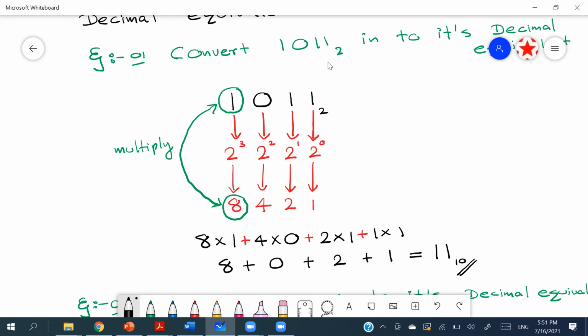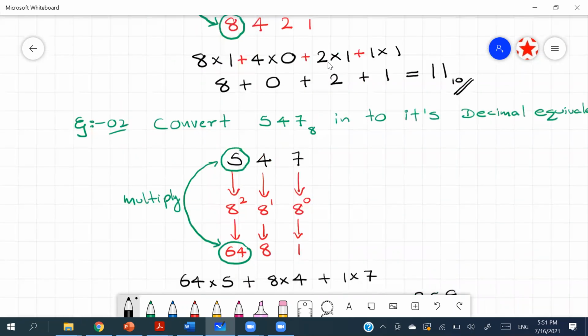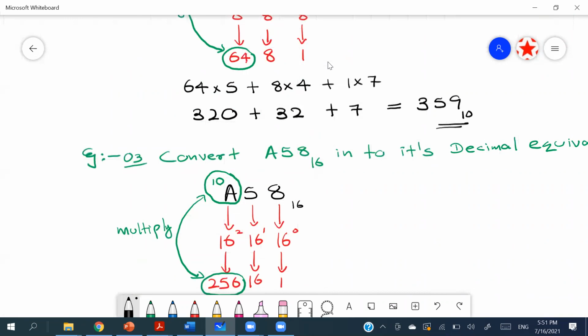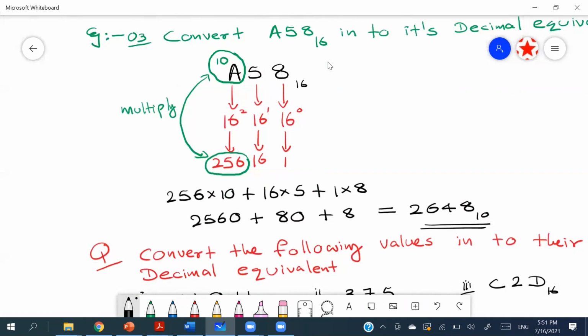So likewise, when we are converting binary into decimal, we consider 2 to the powers. When we convert octal into decimal, we use 8 to the powers. When we convert hexadecimal values into decimals, we consider 16 to the power, right?